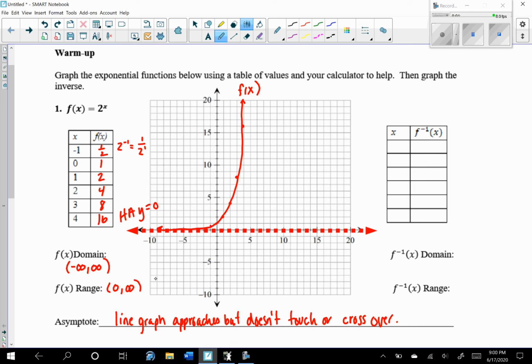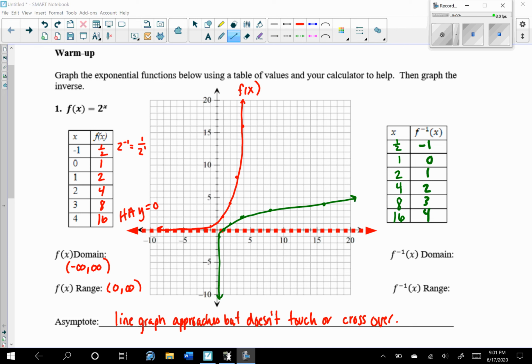For the inverse graph, we can take the x values from f of x, and those become the y values. So -1, 0, 1, 2, 3, and 4. And the y values become the x values. So 1/2, 1, 2, 4, 8, and 16. Then go ahead and graph. And so this would be my inverse graph.